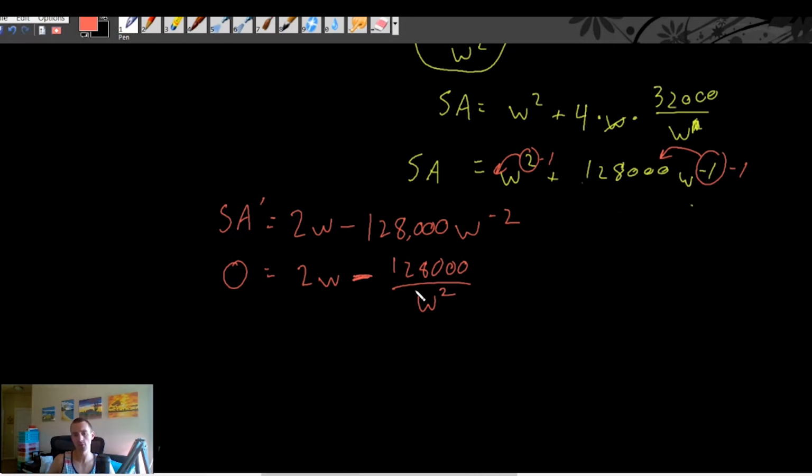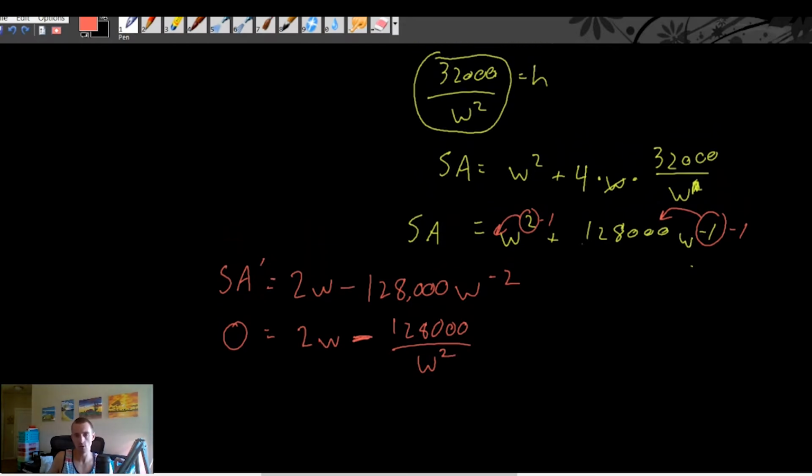Looking at this function, there's only one thing that could cause this derivative to not exist, and that is if the denominator of this fraction equals 0. Because if that happened, we would be dividing by 0, which is not okay. You can't do that. The only thing that would cause this denominator, w squared, to equal 0 is if w equals 0.